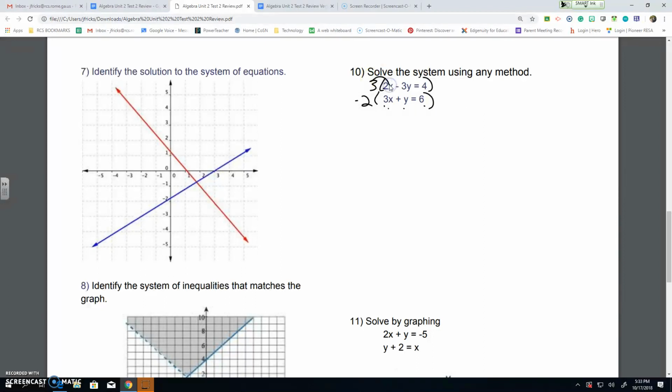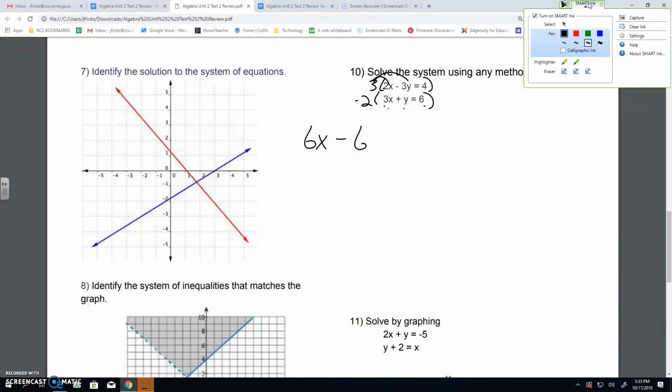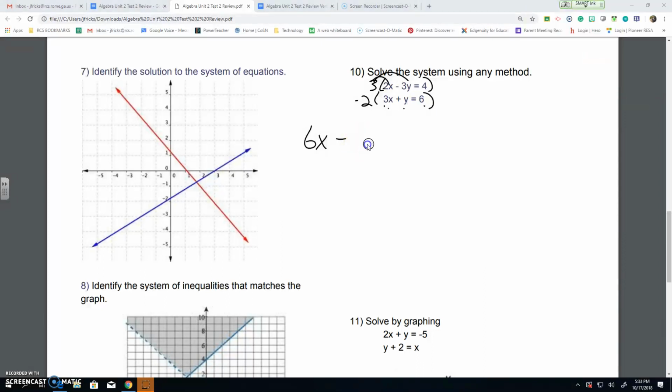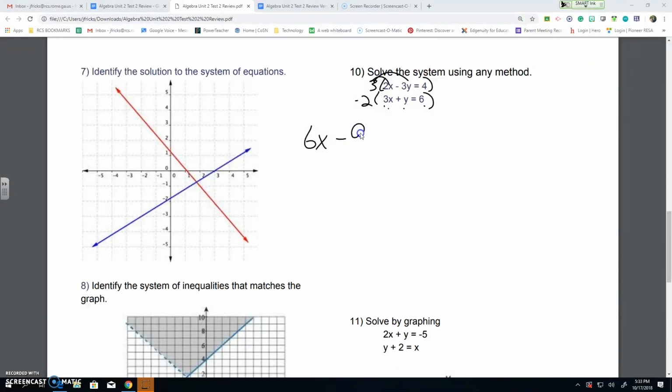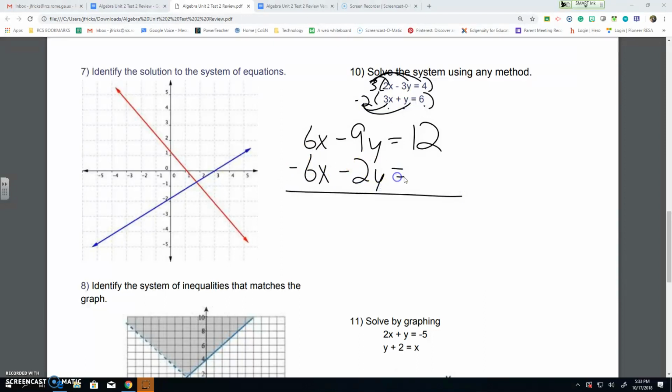So 3 times 2x is going to be 6x. 3 times -3y is going to be a negative, not a -6. That's going to be a -9y, right? 3 times -3 is -9y. And then 3 times 4 gives us 12. That's the top. The bottom, -2 times 3x gives us -6x, so there's our cancellation. -2 times y gives us -2y, and on the end, -2 times 6, which is -12.